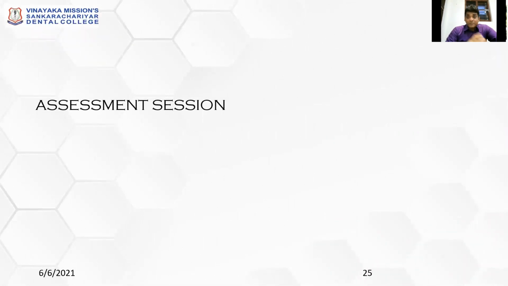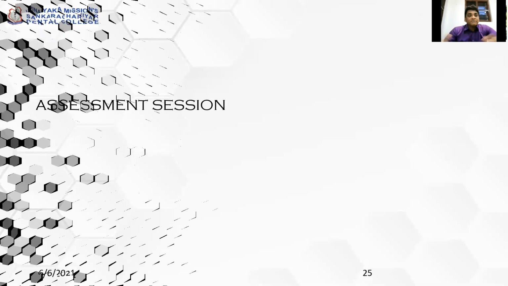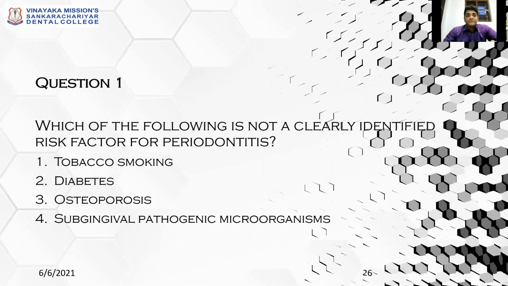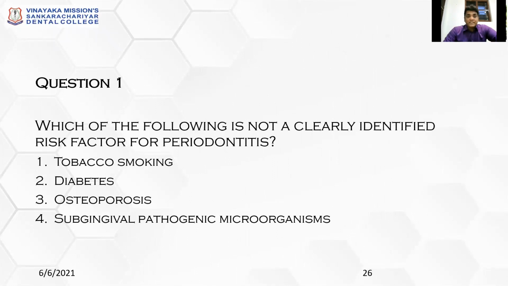Coming to the assessment session, let's have an assessment of my lecture with 5 questions which I have framed here. The first question is, which of the following is not clearly identified as a risk factor for periodontal disease? I will repeat again. Tobacco smoking, diabetes, osteoporosis, subgingival pathogenic microorganisms.